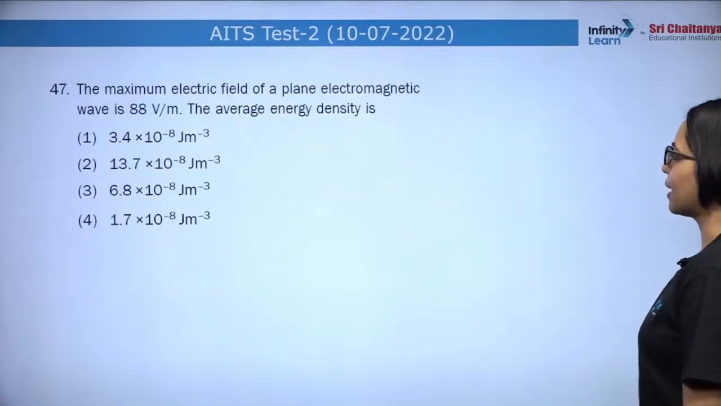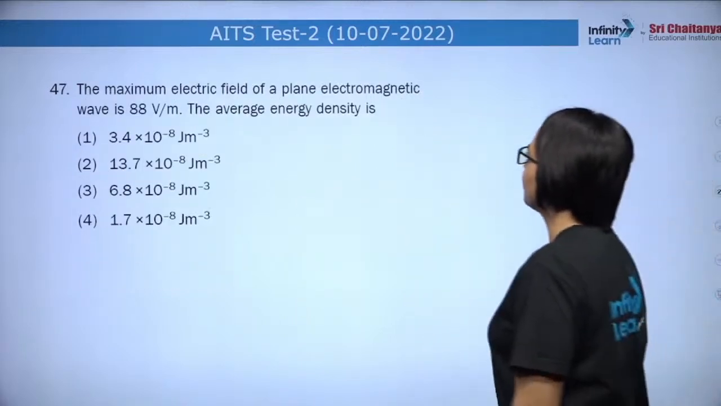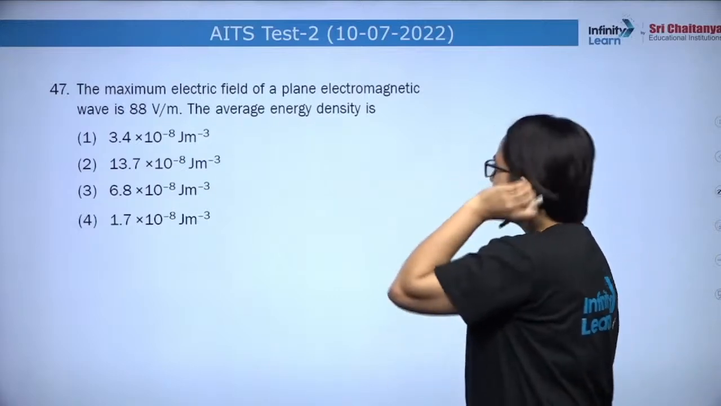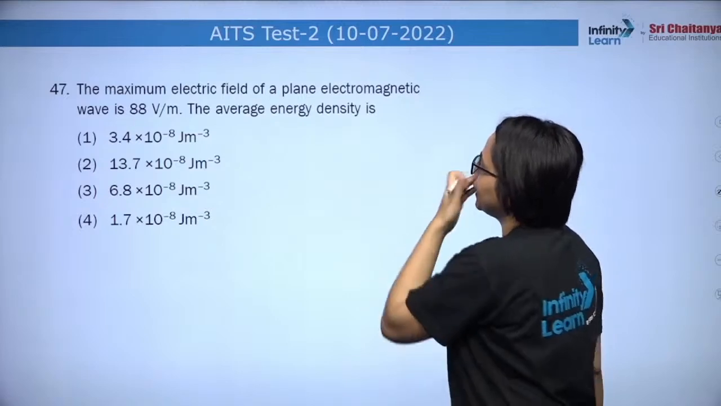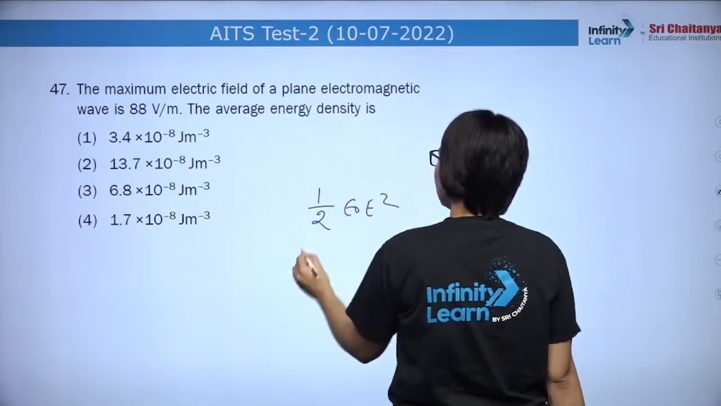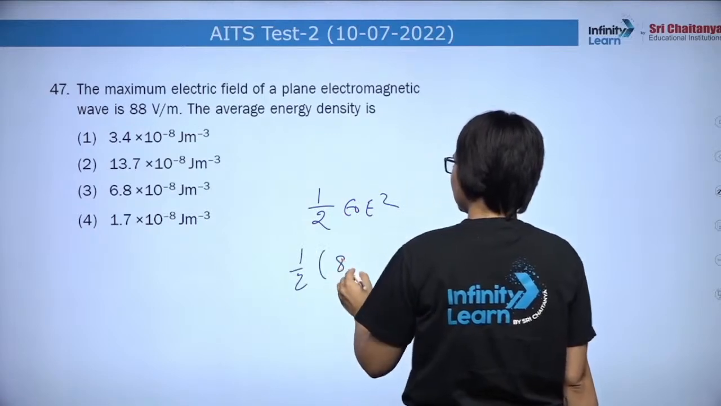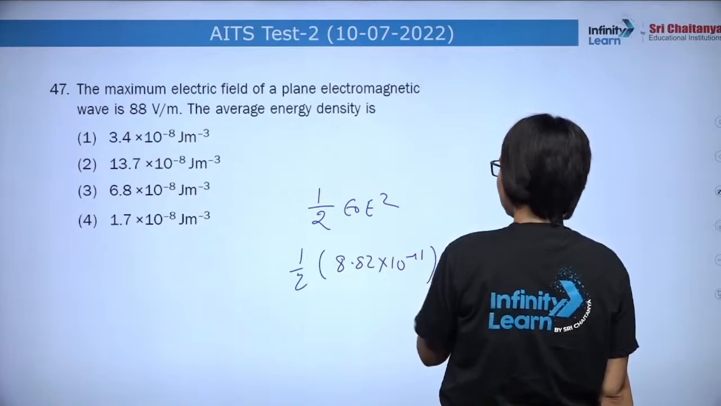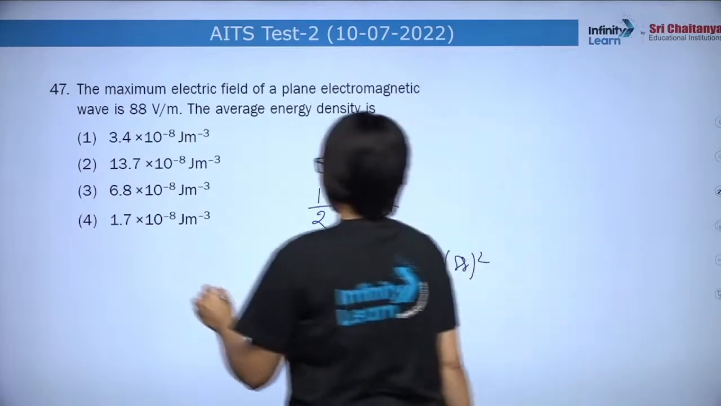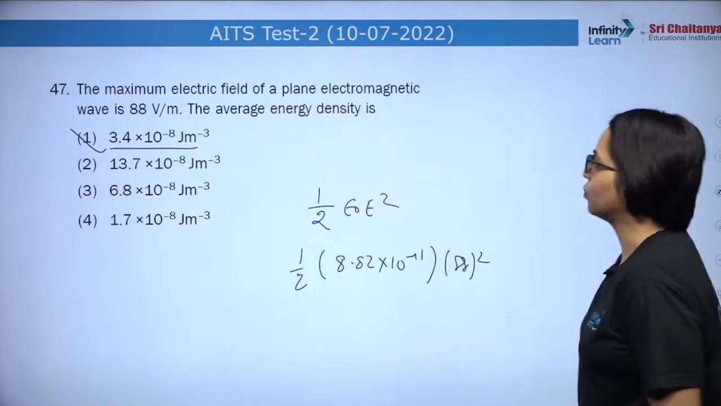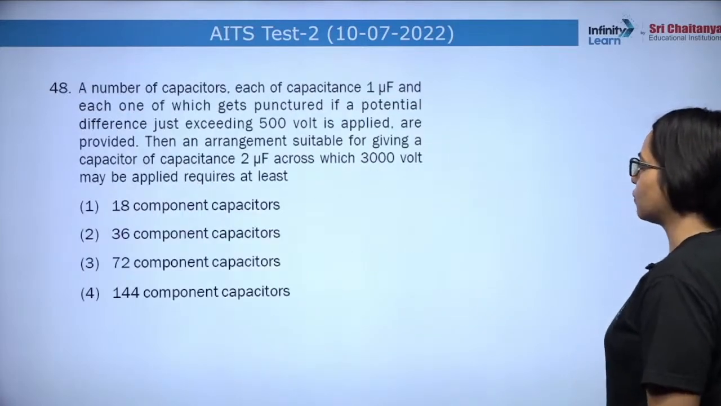Next is this one, the maximum electric field of a plane electromagnetic wave is 88 volt per meter. The average energy density is half epsilon naught E square. So half epsilon naught is 8.82 into 10 power minus 11, into E square, which is 88 square. So this will give you an answer of 3.4 into 10 power minus 8 joule per meter cube. Next is this one, 48.